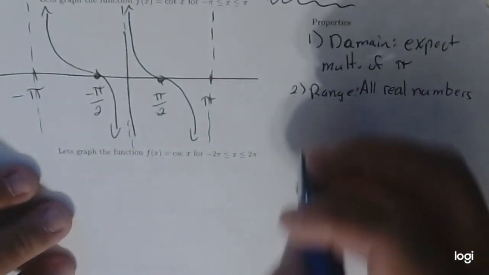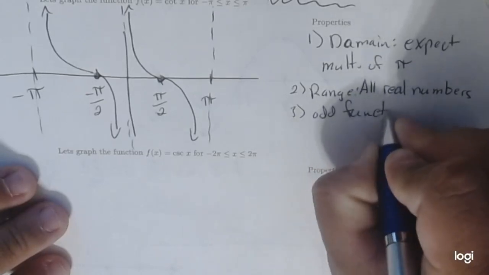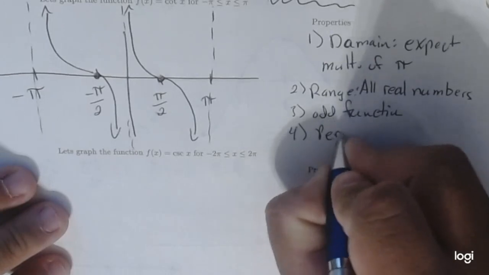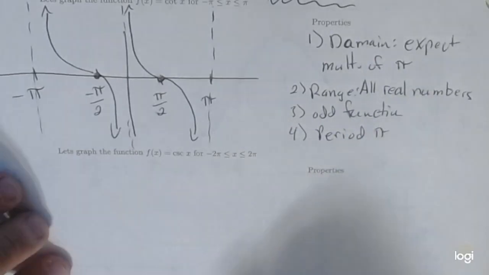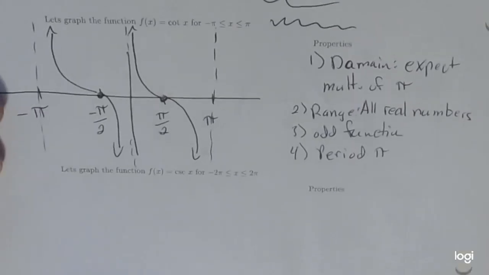Okay. 3, it is an odd function. And 4, just like tangent, the period is also pi. Okay, so that is cotangent.